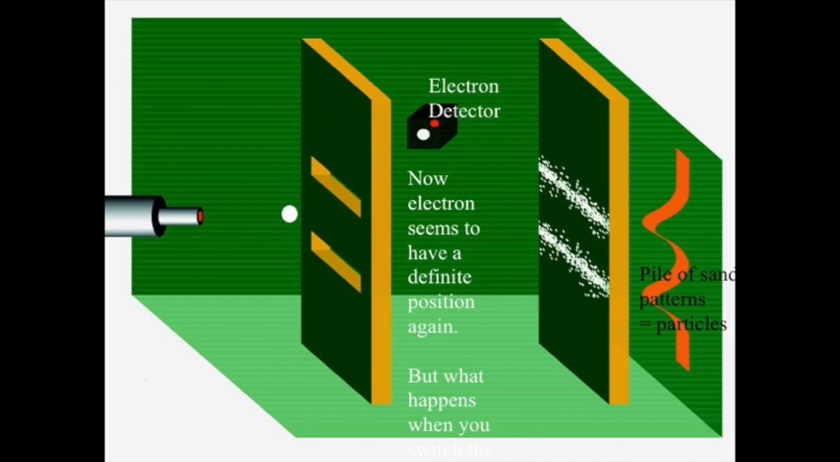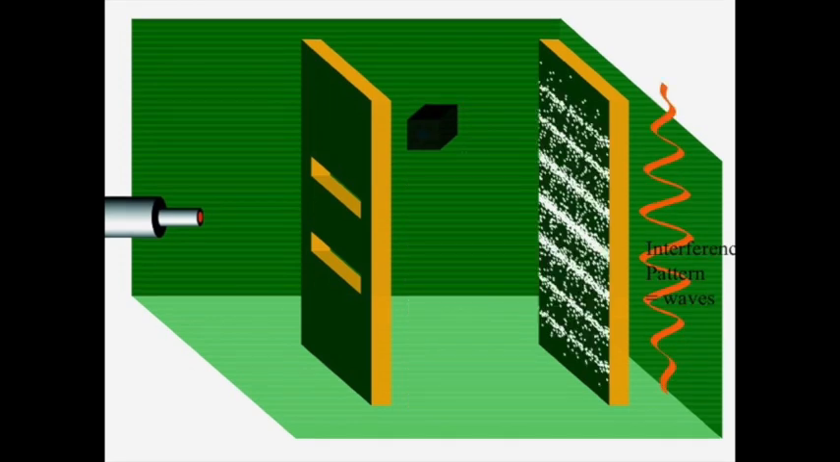So when we try to detect the electron, we no longer get the interference pattern with the electron detector on. And you think, oh, well, maybe the presence of the electron detector is somehow destroying the interference pattern. Well, let's turn the electron detector off. And you get the interference pattern again. So something very strange and weird is going on here, that the electron behaves like a wave when we're not looking at it, but when we look at it, it behaves like a particle.